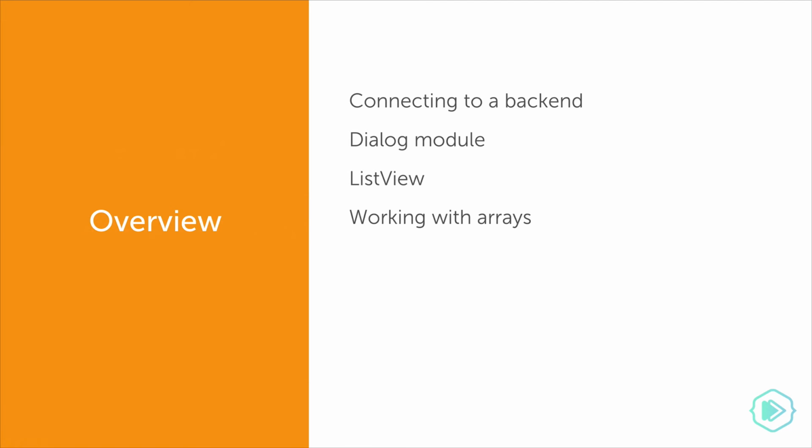In Chapter 4, we're going to be talking about connecting to a backend. We're going to look at the dialog module. We're going to look at a very common UI component called the list view, which also comes as a module. We're going to work with arrays. We're going to look at a new layout called the grid layout. We're going to use the activity indicator, and finally we'll look at animations.